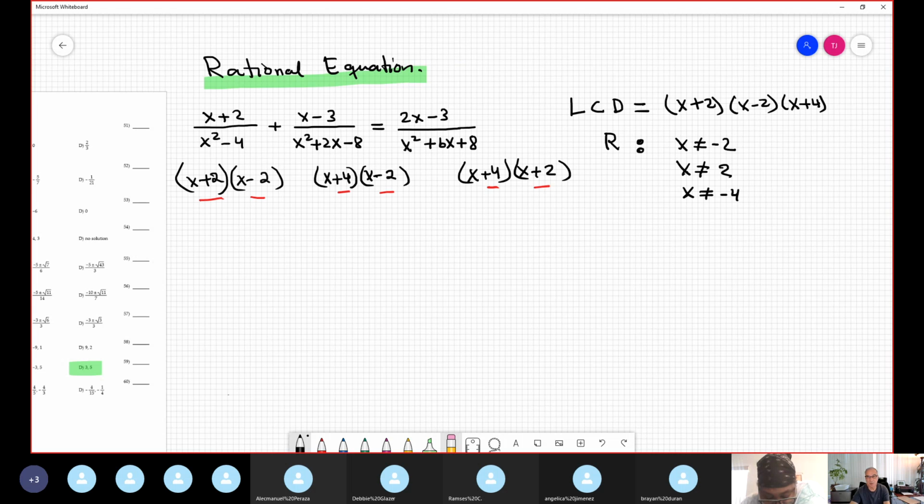Now multiplication, everything by the LCD. This is the most important moment because when you multiply the entire equation by the LCD, the fractions disappear. When you multiply by the first one, let's see what's going on. Let me use a different color.